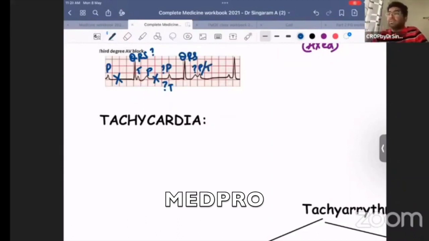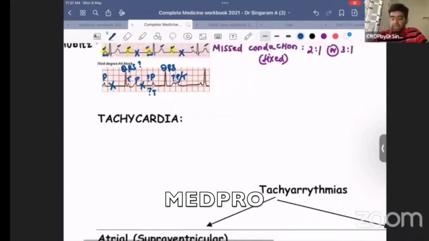Are you able to follow this? Are you able to make any definite relation between the P wave and the QRS? No. In fact, we are not even able to make out which is a P wave and which is a T wave. So it is full of chaos, means it is a fully disorganized ECG. There is no relation between P wave and QRS. What do you call this? This is what we call AV dissociation.